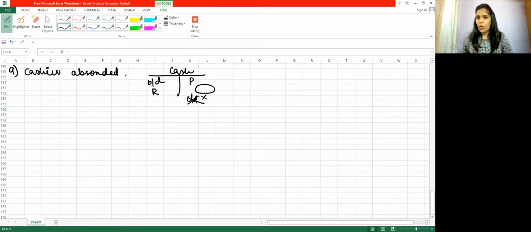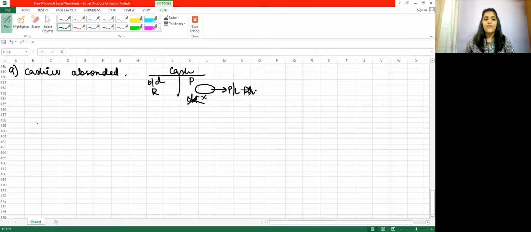Whatever is the closing balance will be charged to P&L. Normally yes, we charge it to P&L assuming it is not receivable, but if the question says it is receivable, then you show it as an asset in the balance sheet, receivable. So if the cashier absconded with the balance cash, then we charge it to P&L, that is your debit side.